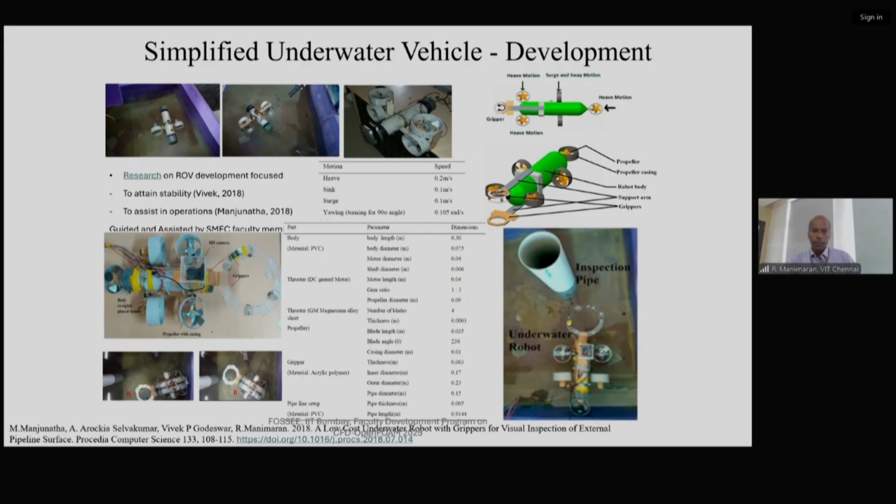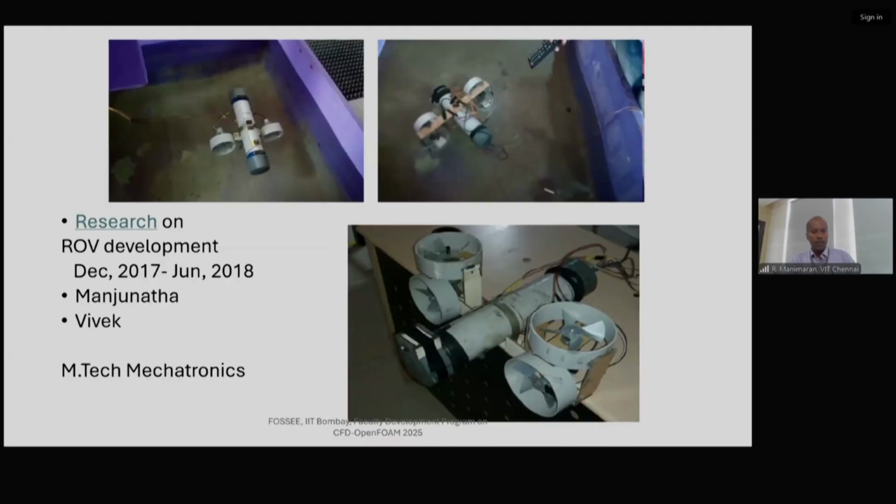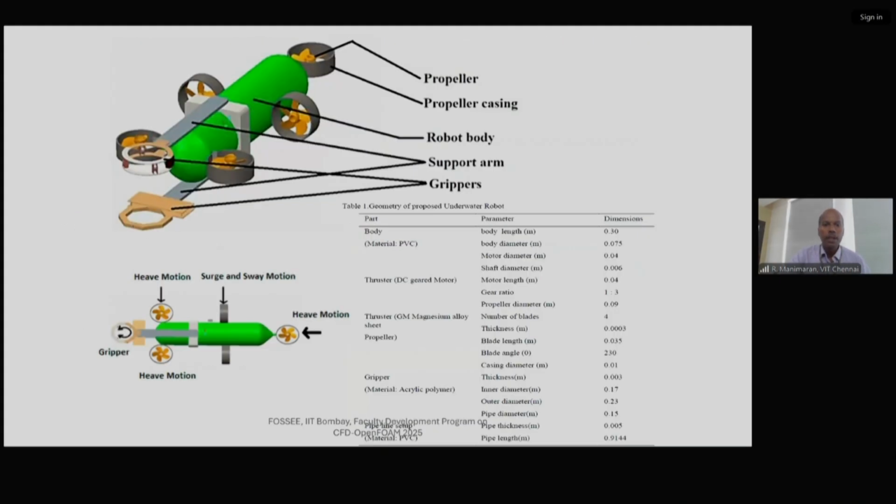Okay. So they developed different configurations of the robot, and they're from MTech Mechatronics, and they built different components. If you see, the gripper and support arm, then the robot body, then the propeller base. Especially the body houses components like the battery and some circuit components for controlling the propellers here.